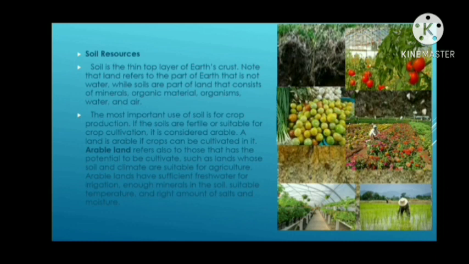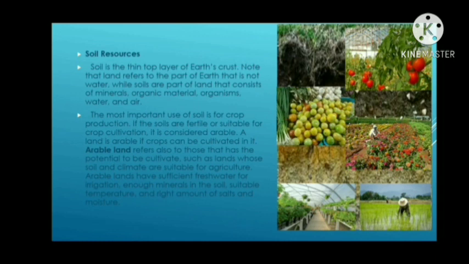Soil resources. Soil is the thin top layer of Earth's crust. Note that land refers to the part of Earth that is not water, while soils are part of land that consists of minerals, organic material, organisms, water, and air.